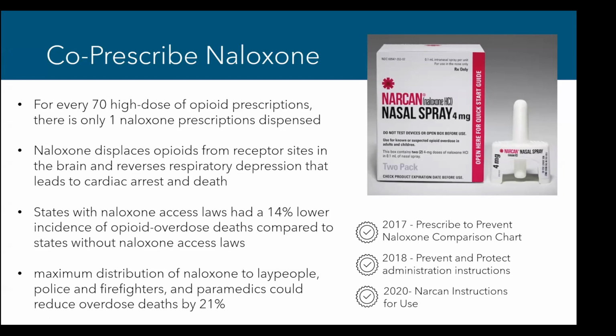States with naloxone access laws have 14% lower incidence of opioid overdose deaths compared to states without any naloxone access laws. I have linked several resources here. The first are naloxone comparison charts. I don't know if in all areas of the United States there is equivalent access to Narcan, which is the intranasal version. There is a table with different types of naloxone and also administration instructions. And then I have attached the Narcan instructions as well to the toolkit.